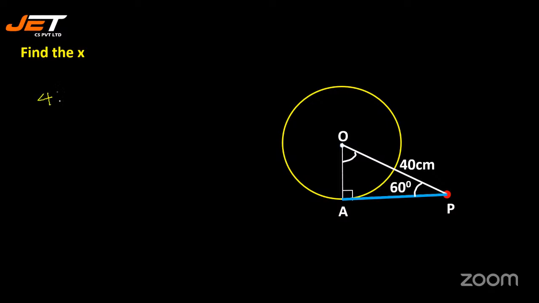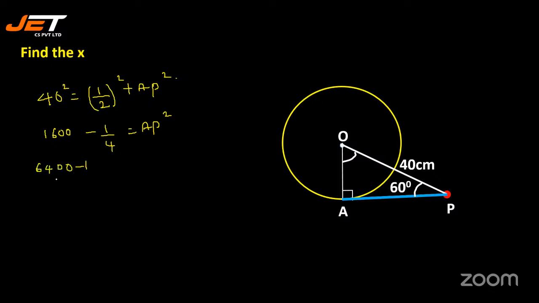So 40 square is equal to half the whole square plus AP the whole square. So 4 fours are 16, 600 minus 1 by 4 will be AP square. So you can just take the LCM. 6 fours are 24, 4, 5, 6 minus 1 by 4 will be AP square.